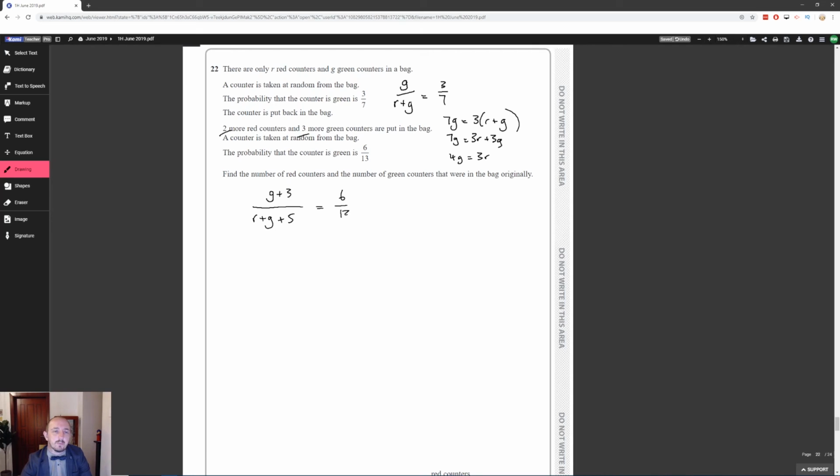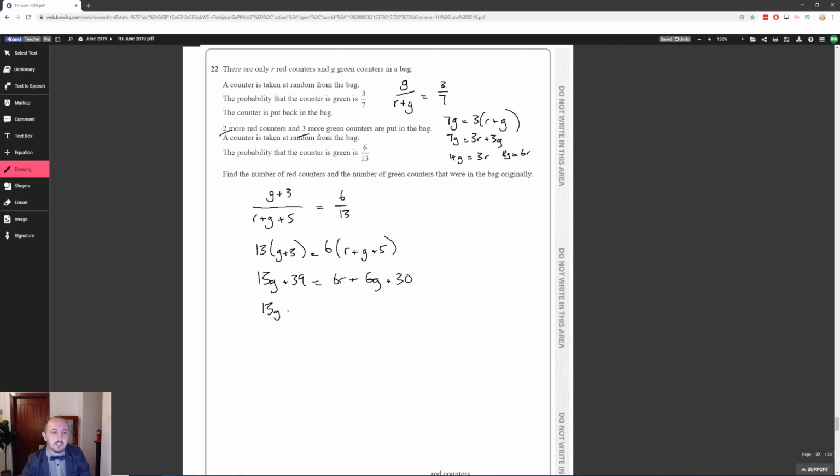So this time we've got this equation that we're going to rearrange. So 13 lots of g plus 3 is equal to 6 lots of r plus g plus 5. And we can expand this out to get 6r plus 6g plus 30. I've got a combination here of r's and g's, but 2 simultaneous equations, so I'm going to substitute for one of these. Which one shall I do? Let's just double that to get 6r equals 8g. That will help us out.